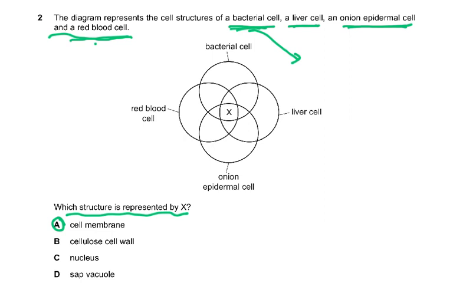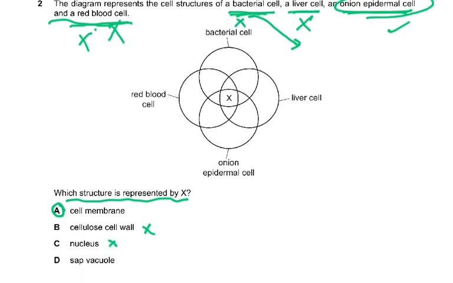The other option was cellulose cell wall. Cellulose cell wall is wrong because it's only present in the onion epidermal cell. Nucleus, why is that wrong? Because nucleus is not present in a bacteria and is not present in a red blood cell. Sap vacuole is present only in plant cells, not in liver cells, not in a bacteria, and not in a red blood cell. So that is why the answer is A.